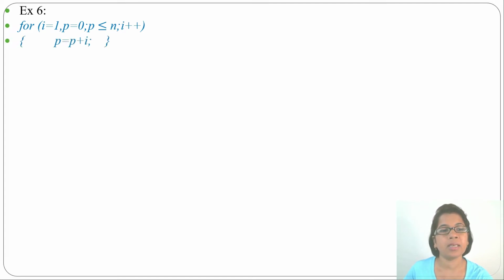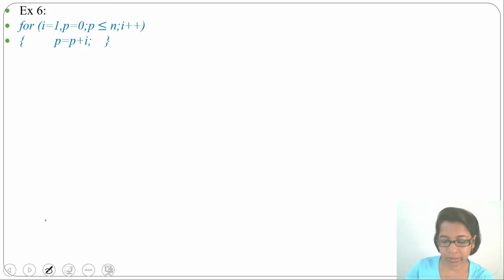p equals p plus i. This loop will terminate when the p value is greater than n. Till it is less than or equal to n, it will work. Here I need to check both the i value and the p value. Initially the i value is 1 and the p value is 0. Then if 0 is less than or equal to n, yes, then the p value will be p plus i.